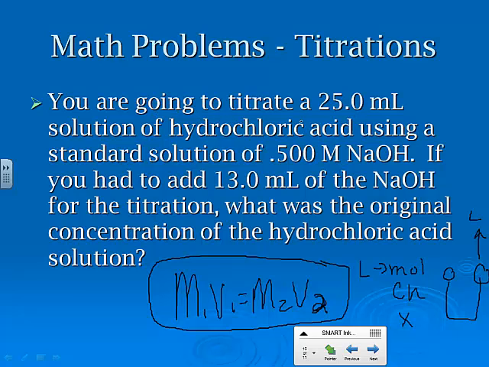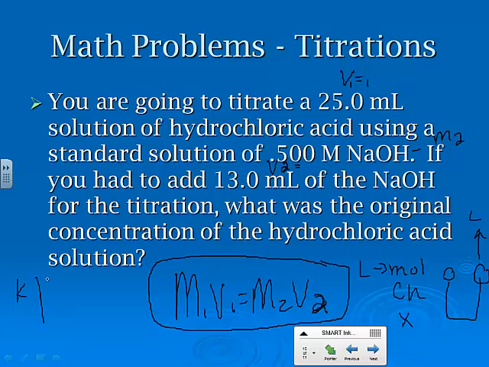So if we read this, we're going to titrate a 25 mL solution of hydrochloric acid. So this is our volume, our first volume, V1, using a standard solution or a stock solution of 0.5 molar sodium hydroxide. So this is going to be my M2, since I already assigned the volume to the hydrochloric acid. Now we had to add 13 mL of sodium hydroxide, so that's my V2. And we want to know the original concentration of the hydrochloric acid.